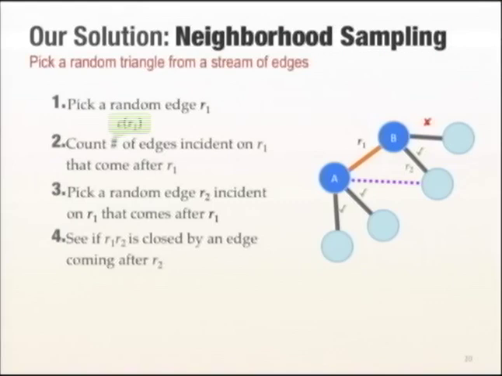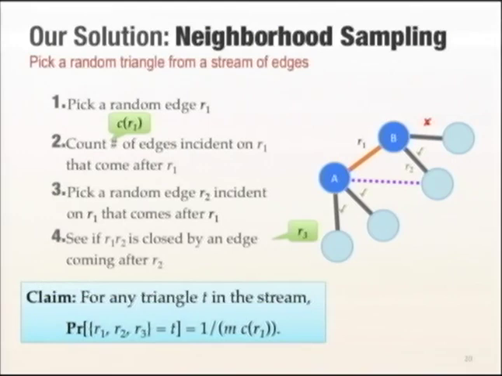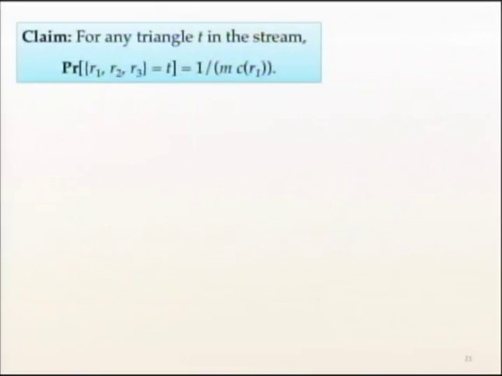Okay, let me name things. The number of edges incident on R1 coming after it, let me call that C. I'm going to call the last edge, the purple one, R3. Claim: for any triangle T in the stream, the probability that these 3 edges coincide with this triangle is exactly 1 over M times C. So you can think of this as a process of sampling wedges, except it's not uniform. It's actually biased. And this is how much it's biased by.